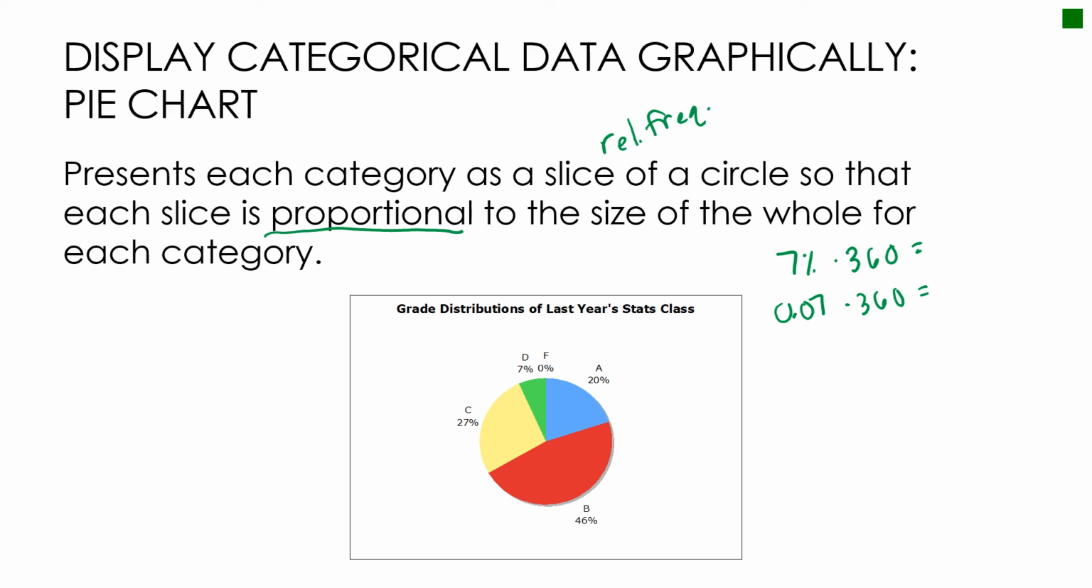So notice this is a great visual. I can see that nearly half of the students got a B in my class, whereas 20% of students got an A, 27% got a C, 7% got a D, and nobody got an F.